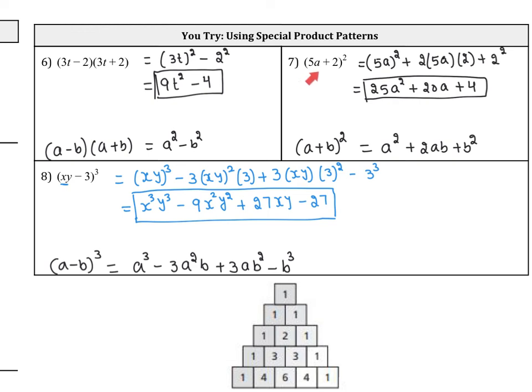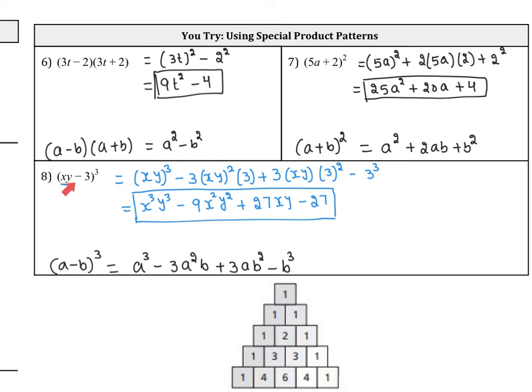For number 7, the formula is going to be a plus b square. So that's going to be a square plus 2ab plus b square. So now our a is going to be 5a and b is 2. So 5a square plus 2 times a, that is 5a, times 2, which is 2, plus b square, which means 2 square. So the final answer is 25a square plus 2 times 5 times 2 would be 20a plus 2 squared is 4.